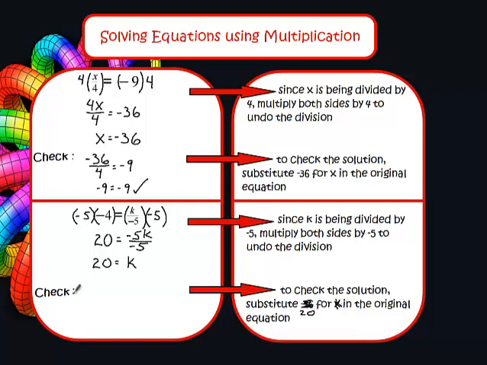Check. Let's see, I'll put 20 in for k. So in the original, I have negative 4 equals 20 divided by negative 5. And so negative 4 equals negative 4. And once again, that checks.